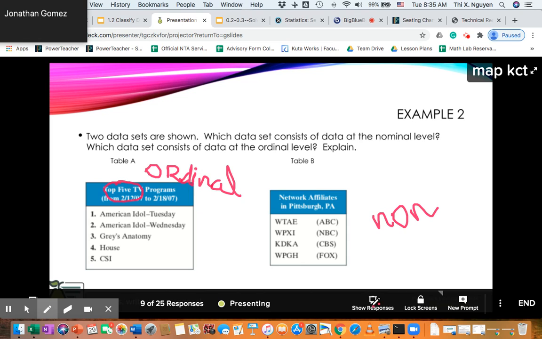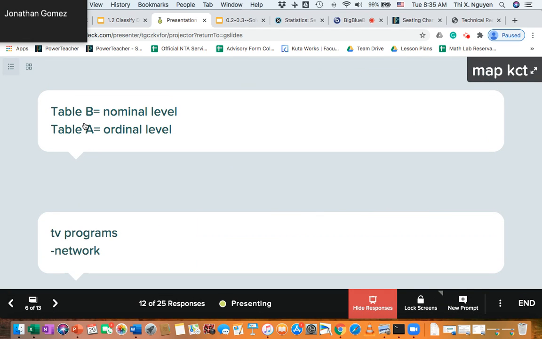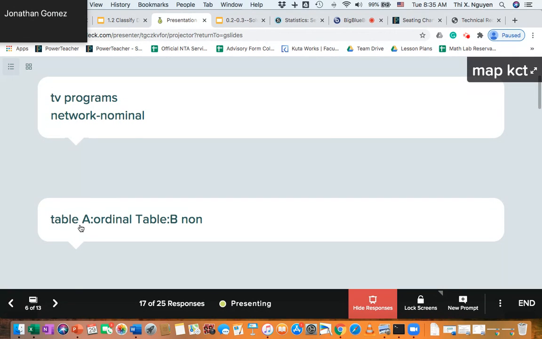So let's see, some of you choose. I see some of you have responses, so I can click here, table B, nominal level, ordinal, TV program, network. So over here, this is thinking table A, ordinal, table B, then none, right? Nominal, okay? This should be an M, not N. It's nominal, not none, okay?